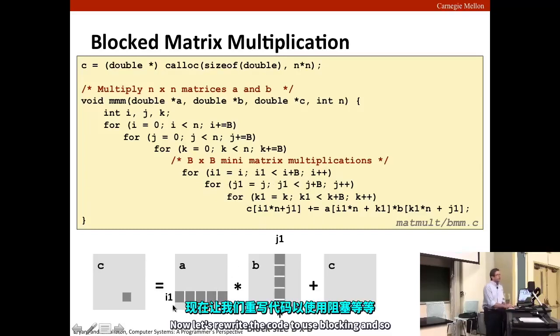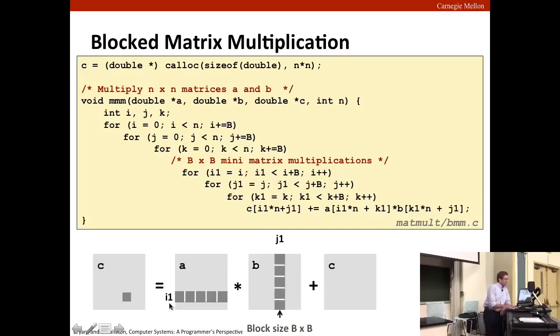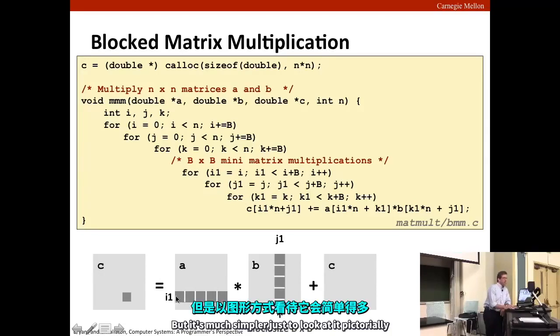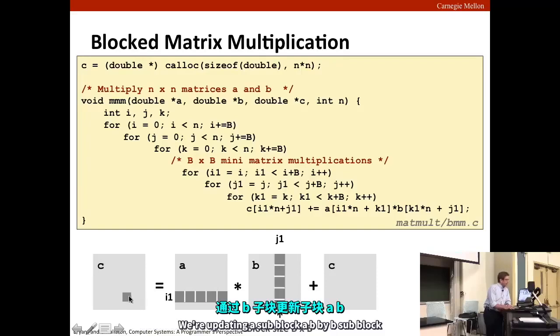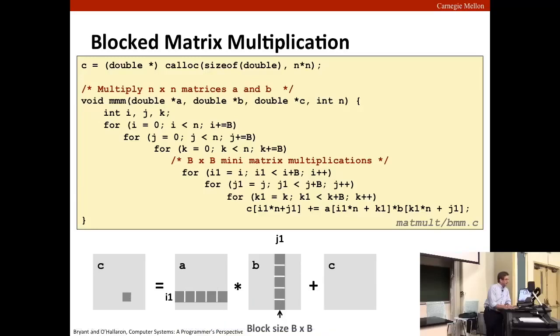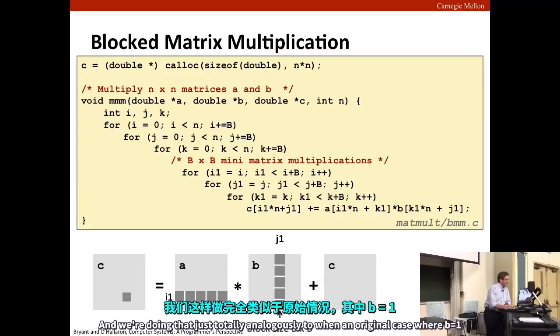Now let's rewrite the code to use blocking. You can look at this code later, but it's much simpler just to look at it pictorially. So what we're doing, instead of updating one element at a time, we're updating a subblock, a b by b subblock. And we're doing that totally analogously to our original case where b equals 1.